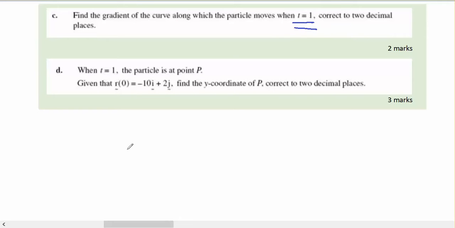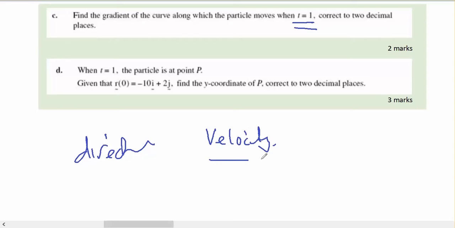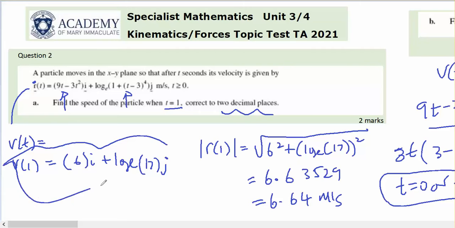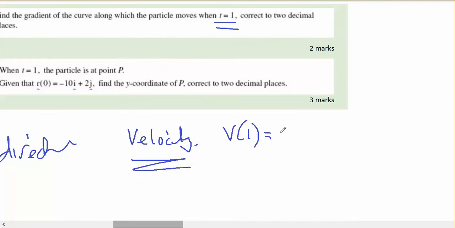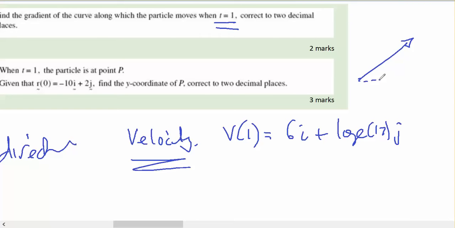Okay, so to find the gradient, I need to find the direction. And to find the direction, I'm going to use the velocity, because the velocity will tell me the direction that it's traveling. So v of 1 is going to be 6 in the i plus log base e of 17 in the j. So the direction that it's going will be 6 in the i, and log base e of 17 in the j, and that's the direction it's traveling.